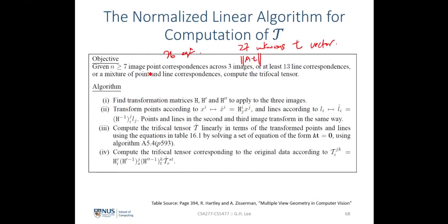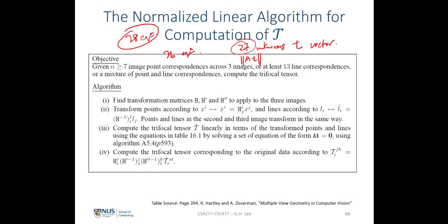In the case where there are only point correspondences across the three images, that altogether gives us 7 multiplied by 4, which is 28 linear equations, and that will give us enough constraints to solve for these 27 unknowns.